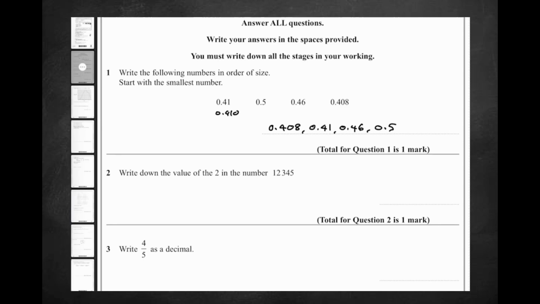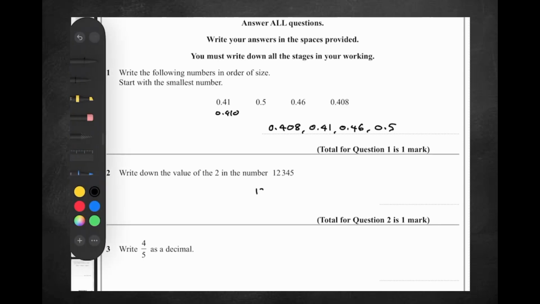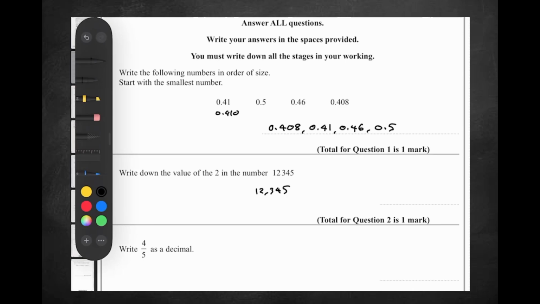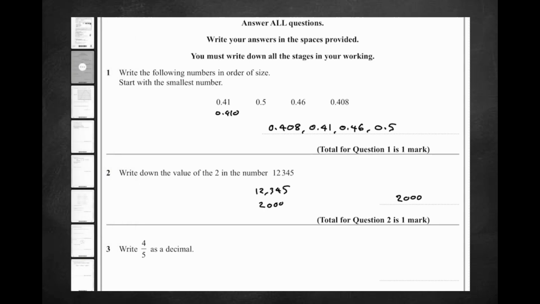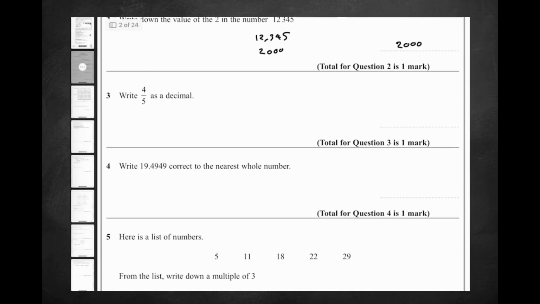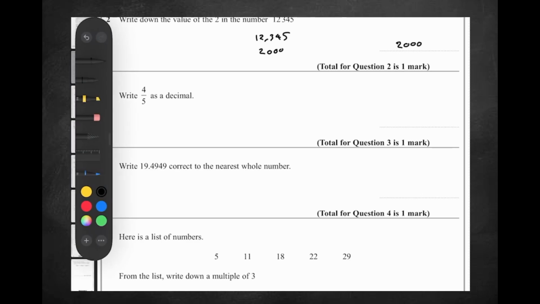Question 2. Write down the value of the 2 in the number 12,345. So the 2 would be representative of 2,000. Question 3. Write 4 over 5 as a decimal. 4 over 5, you can even do this on your calculator if you wanted to, would be 0.8.